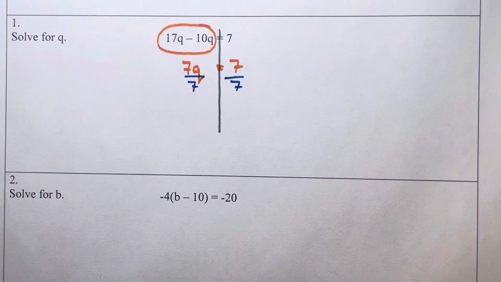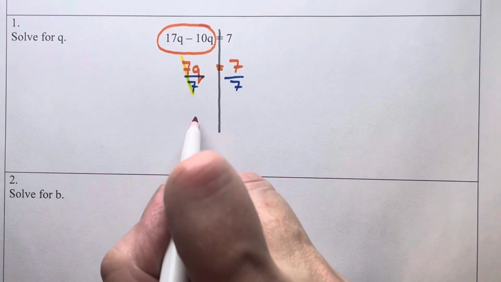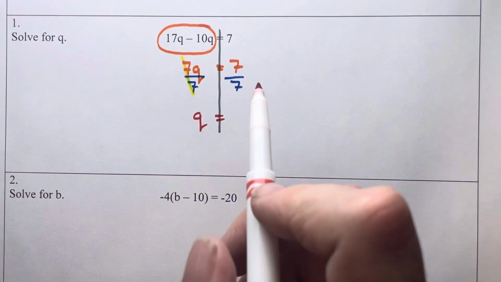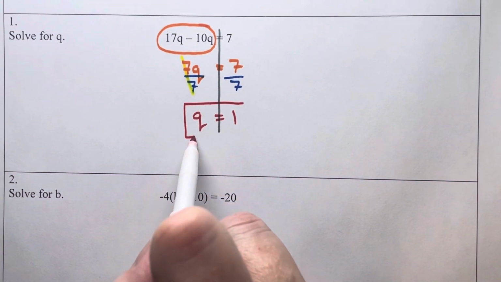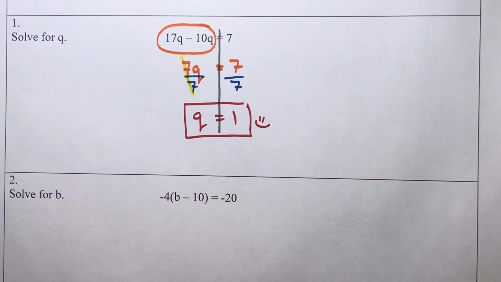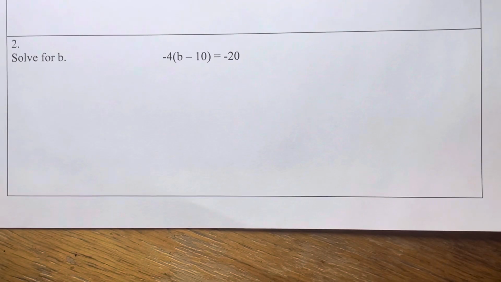The purpose for doing this is to cause those 7s on the left to cancel out, thus leaving us q is equal to 7 divided by 7, which equals 1. And there you go. Example 2.